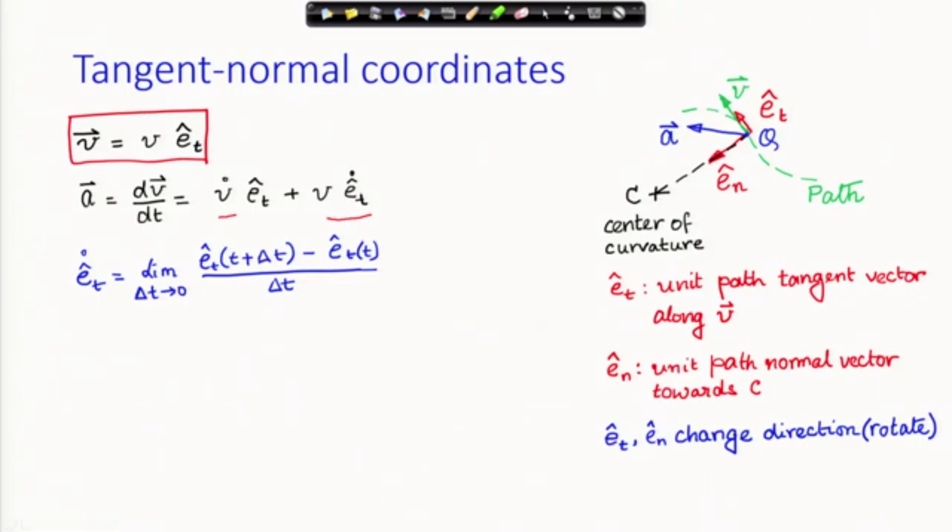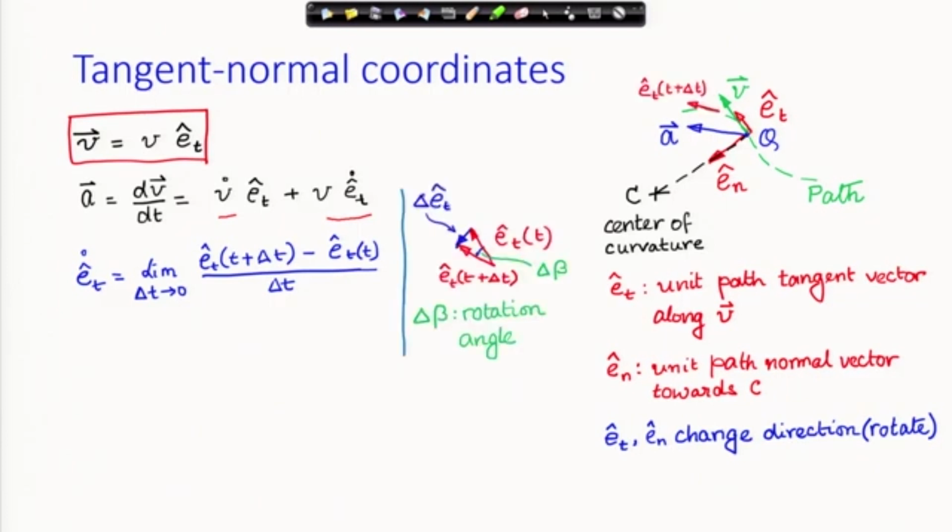So, e_t dot can be defined simply as the limit as delta t tends to 0 of e_t at t plus delta t minus e_t at time t, divided by delta t. Now, how do I do that? Here I have shown first, let us look at this figure.